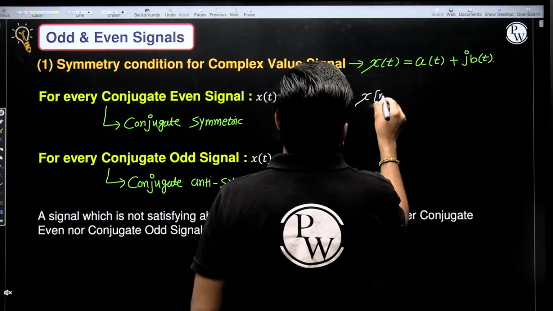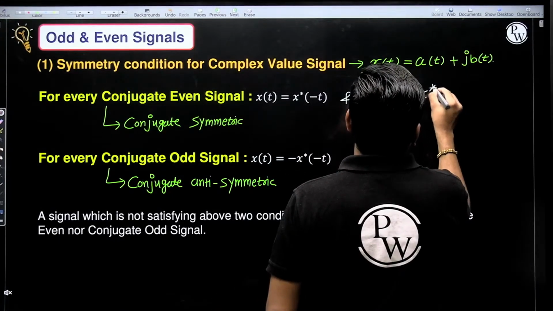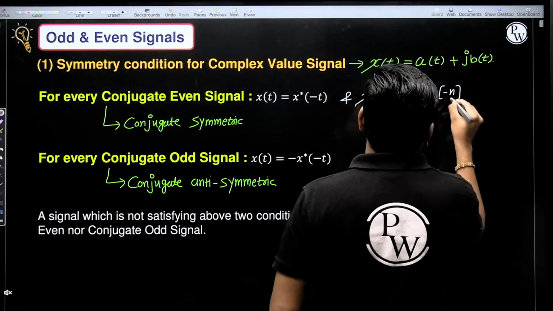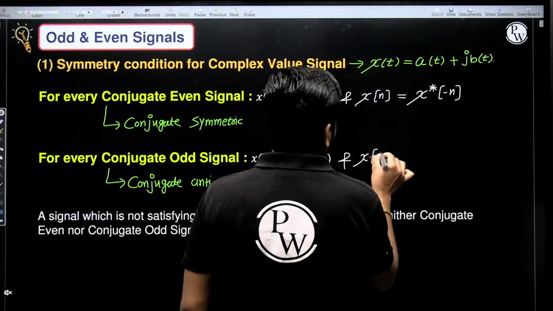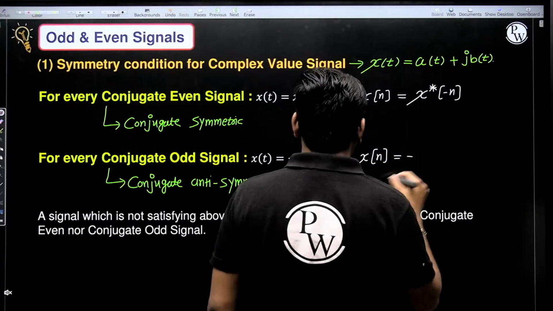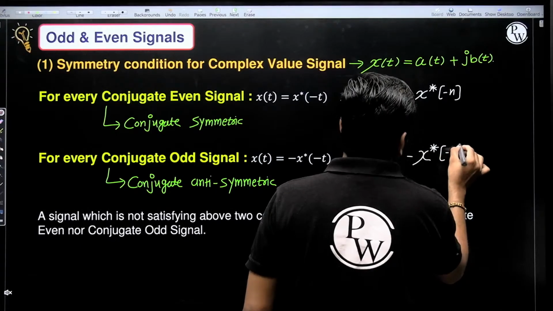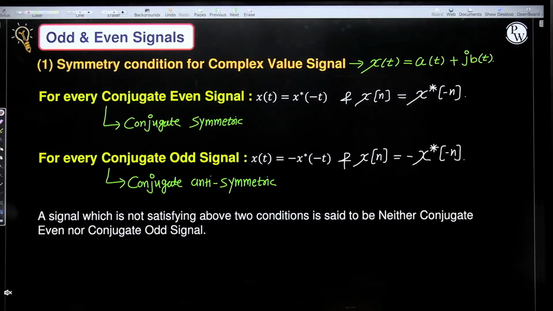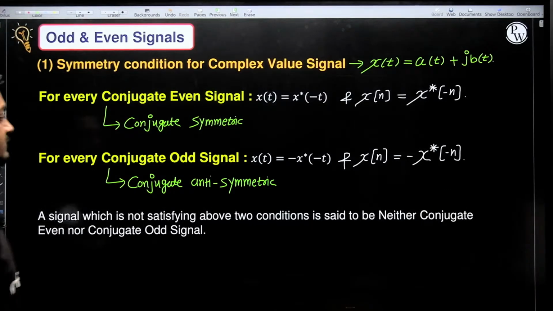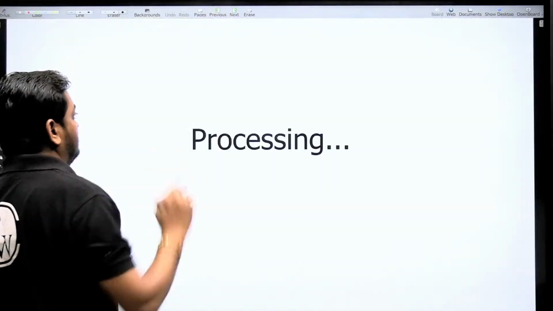x of n is equal to x conjugate of minus n. Similarly here, we can say for discrete time, x of n equals minus x conjugate of minus n. Fine. Clear or not? Okay, very good. Now let us solve some questions based on this.